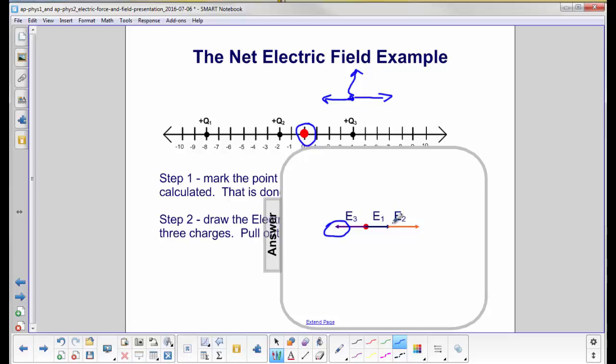So E1 is to the right. And just like E1, E2 is also going to the right. So here's our vector diagram. E1 and E2, their electric fields are to the right. The electric field for 3 is to the left. So this will get a negative value, and these two electric fields will get a positive value.